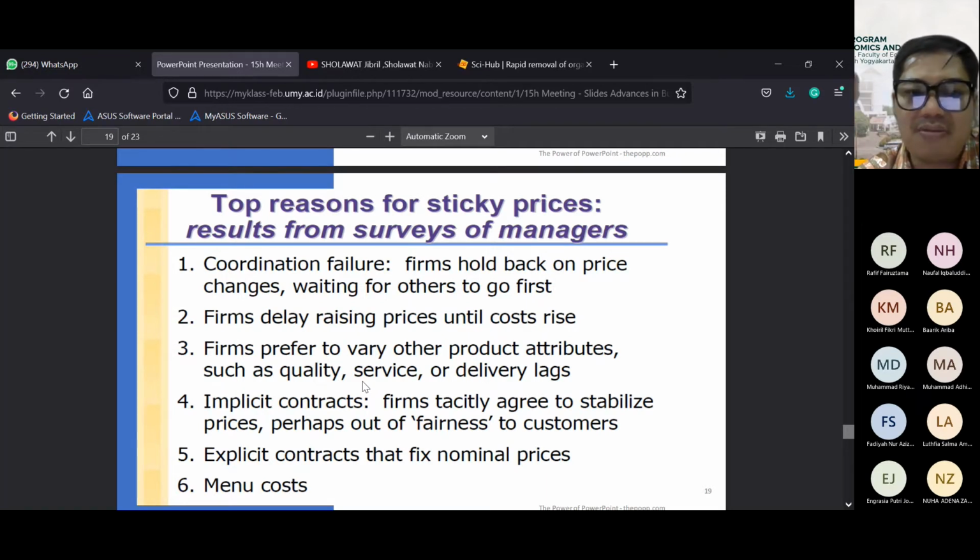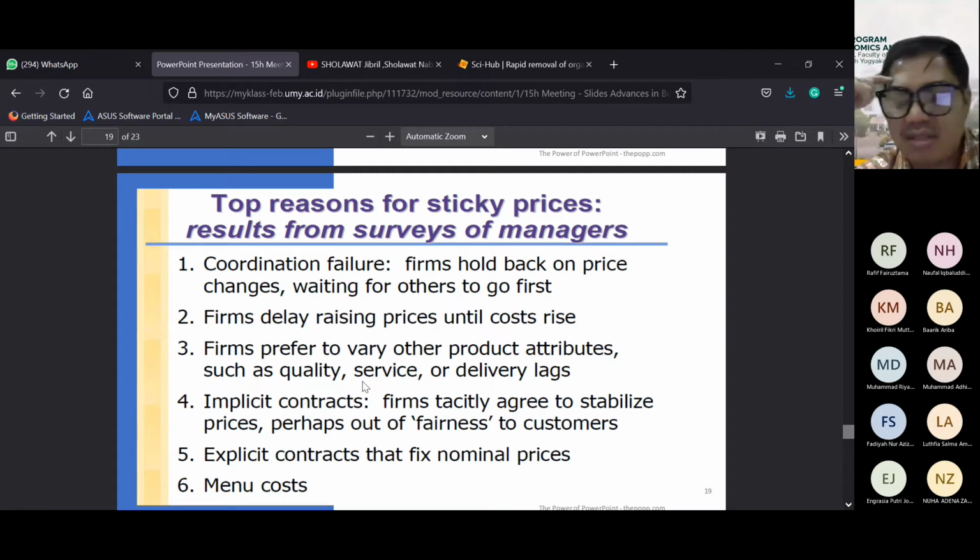And the second one is that firms delay raising prices until costs rise. Firms prefer to vary other product attributes such as quality, service, and delivery lags. Implicit contracts: firms tacitly agree to stabilize prices, perhaps out of fairness to customers, an implicit contract that fixes prices and maintains cost. It means that, all in all, what makes the price sticky?